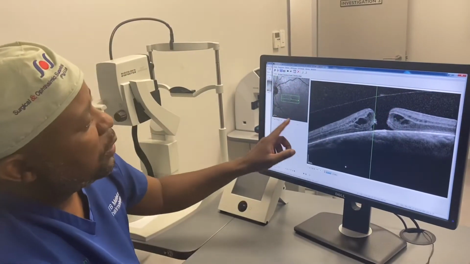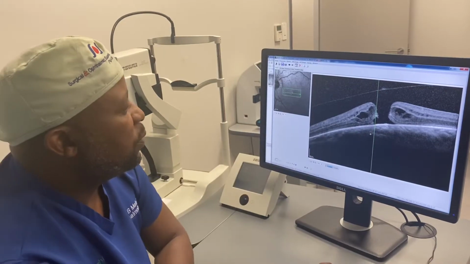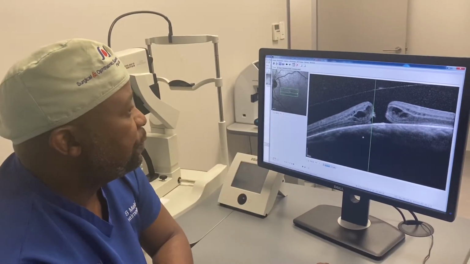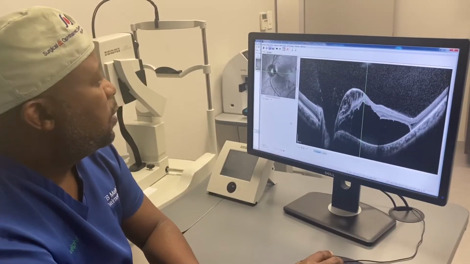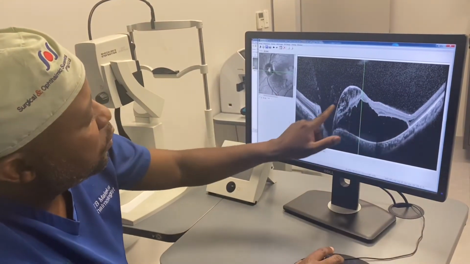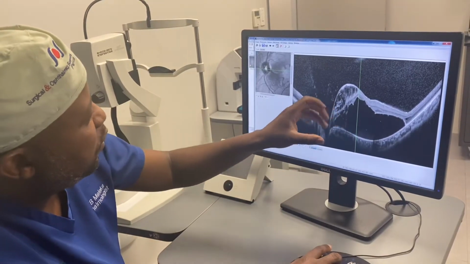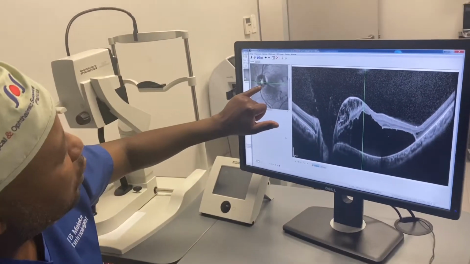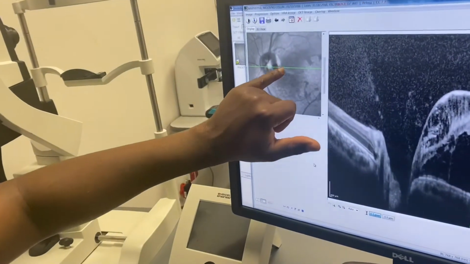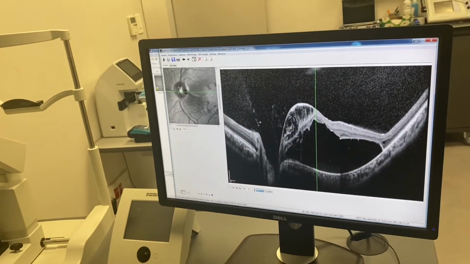This particular patient has a macular hole, and it's well represented on an OCT. This young patient presented with a central serous retinopathy, just a detachment in the macular area, and we found him to have an optic nerve pit that caused the pathology.